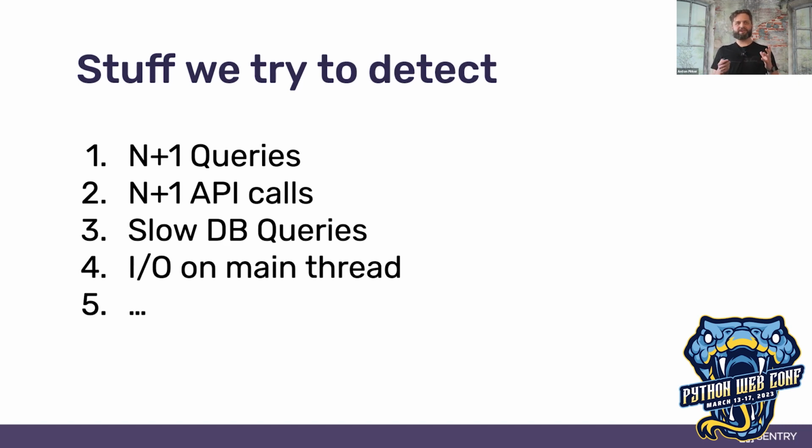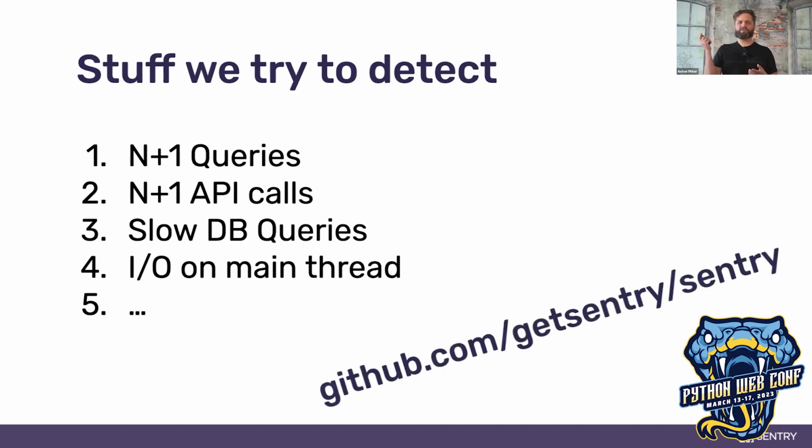And now I want to ask you if you have any ideas of stuff we could try to detect, like errors you always make, or errors that every newbie to this framework makes. You can always go to our GitHub page, getsentry, and in the discussions there say, hey, try to detect this, and this would be great.